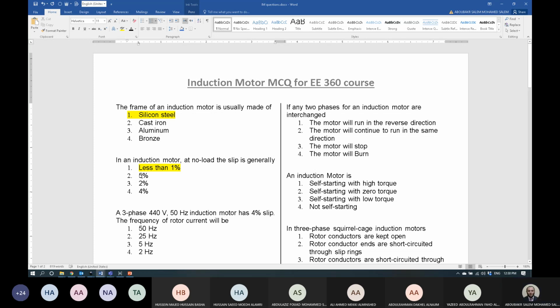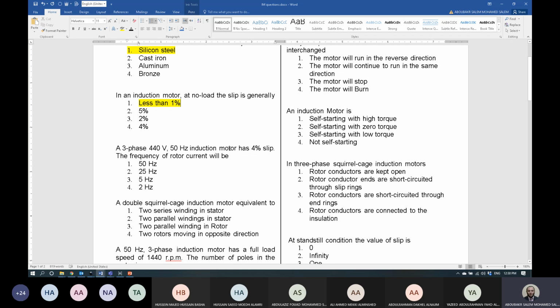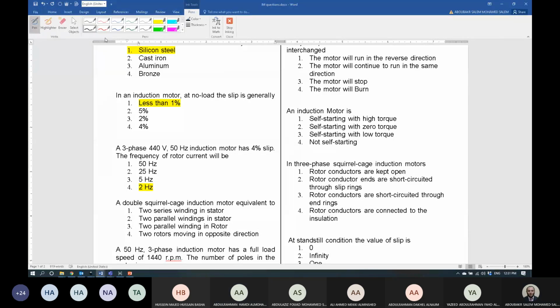Okay. A three-phase 440 volt 50 hertz induction motor has 4% slip. The frequency of rotor current will be 50 hertz, 25 hertz, 5 hertz, or 2 hertz. What is the frequency of rotor current? 2 hertz, exactly. Why? What is the relation? Frequency multiplied by the slip. Exactly. So the relation here is F2 equals S F1. You are right.